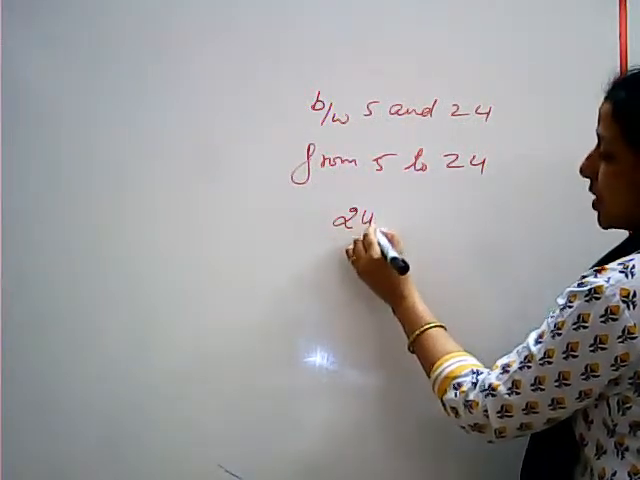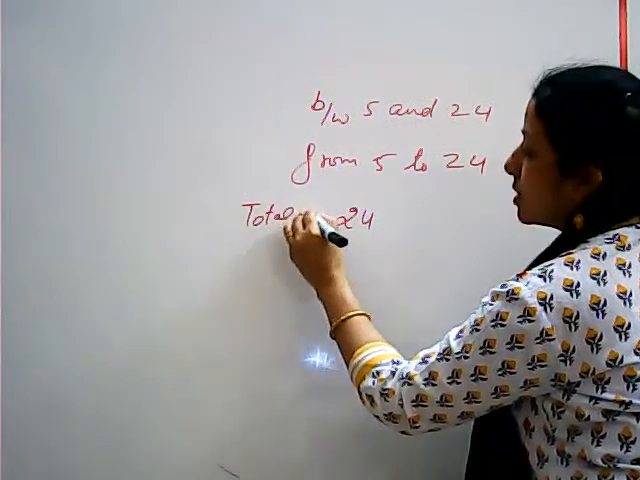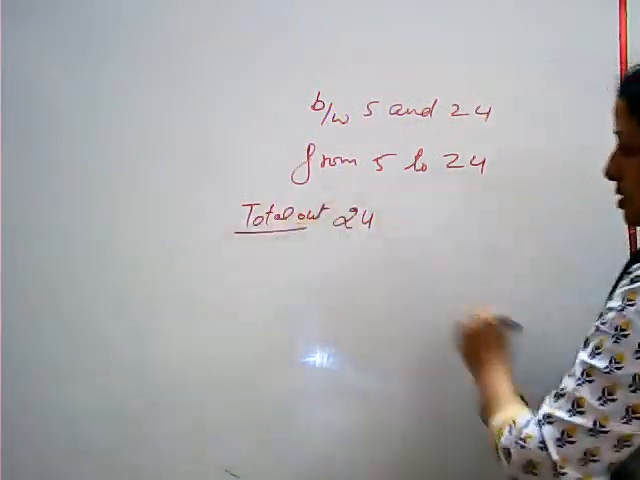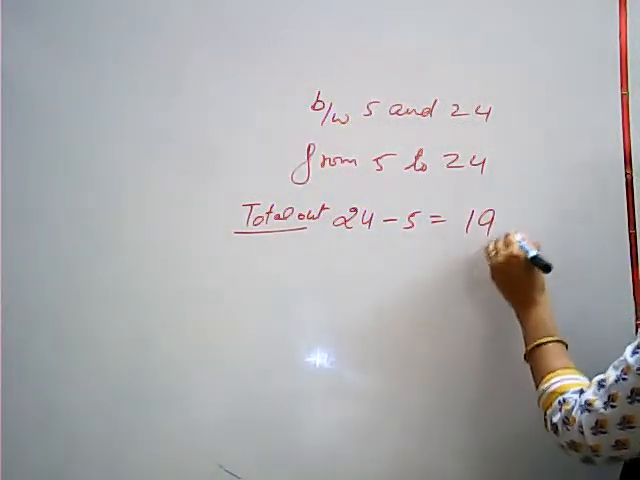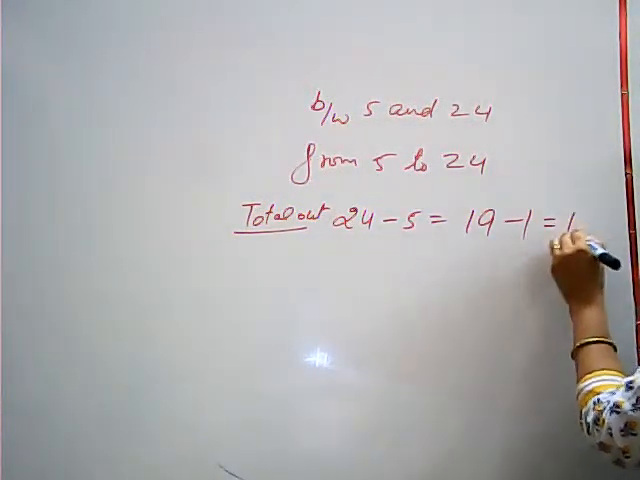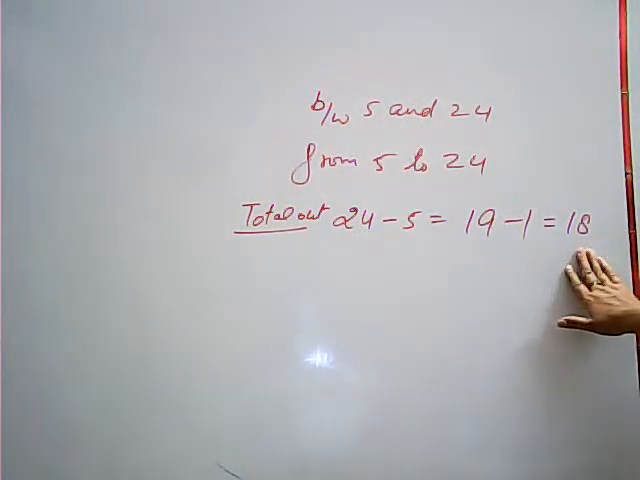You will subtract to find the total outcomes. So 24 minus 5 is equal to 19, and subtract one more, so that is equal to 18. So your total outcomes are 18.